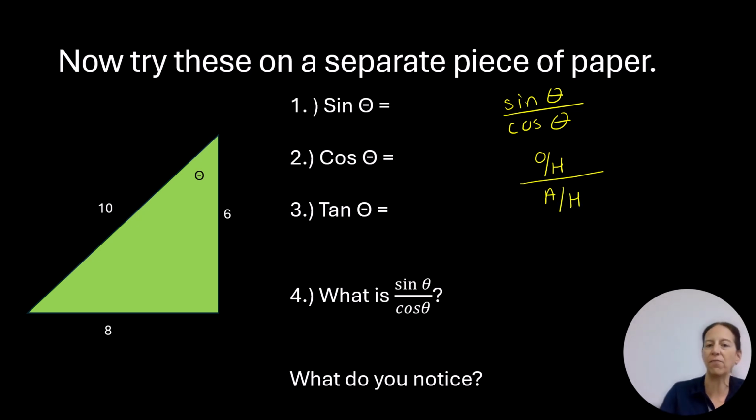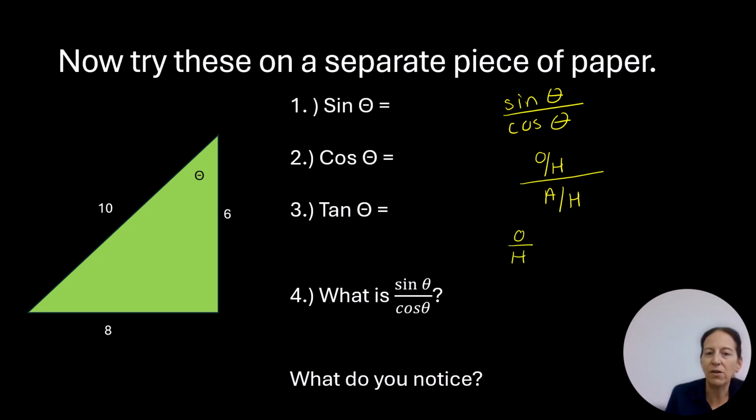You could have a totally different triangle with different numbers in it, but you would still have opposite over hypotenuse over adjacent over hypotenuse. Now here's where those fraction skills come in. I've been talking about fractions a lot this year, like how we really need to get good at fractions. To divide by a fraction means to multiply by the reciprocal. So watch what I'm going to do here.